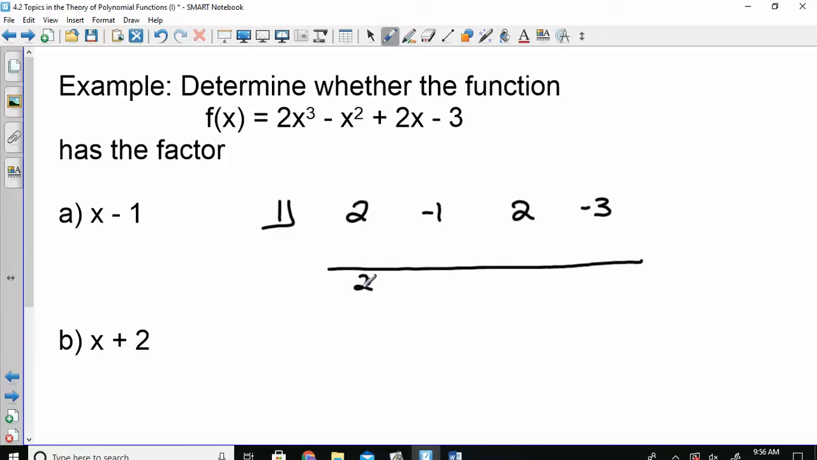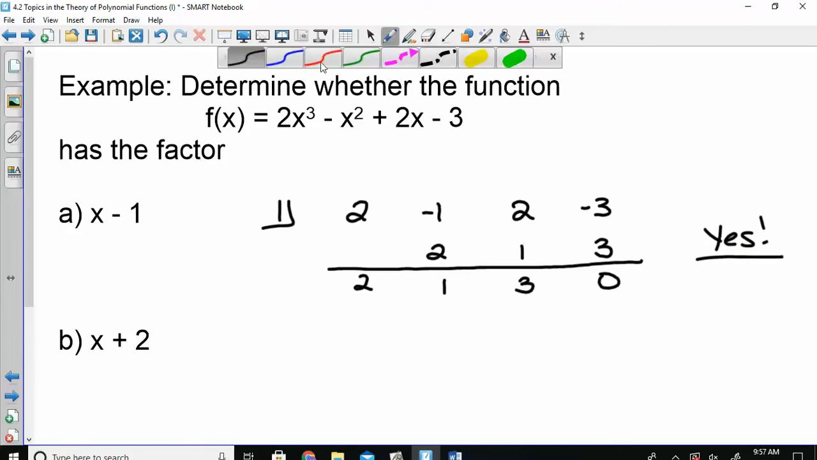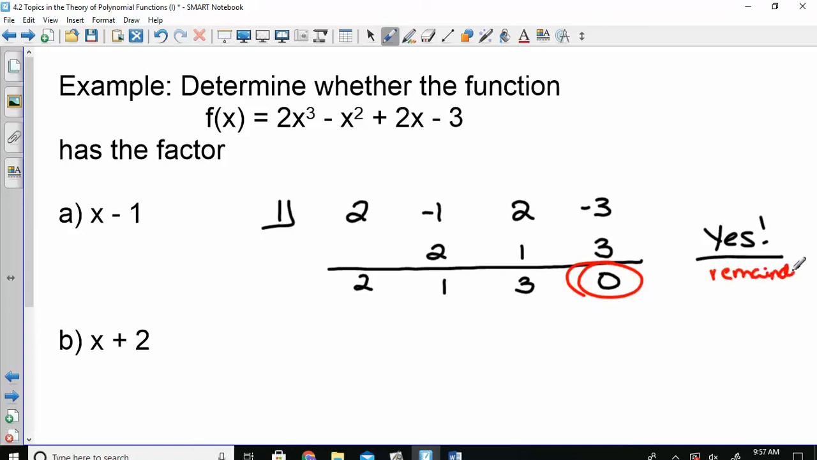So the 2 comes straight down. Multiply, 2 times 1 is 2. Add, negative 1 plus 2 is 1. Multiply, 1 times 1 is 1. Add, 2 plus 1 is 3. Multiply, 1 times 3 is 3. Add, and we get 0. So is this a factor? Yes. All you have to look at is this right here. The remainder is 0, so it's a factor.